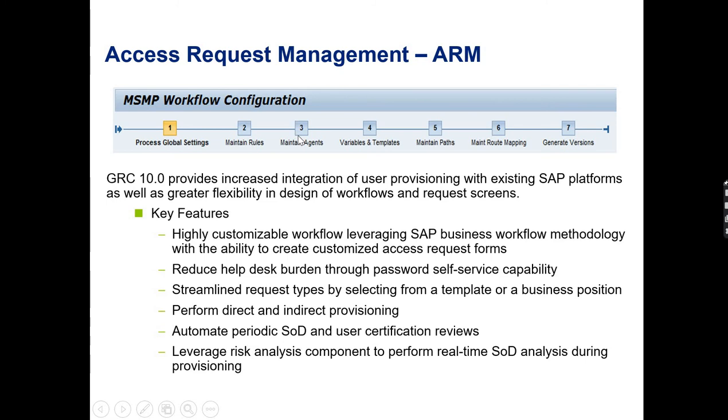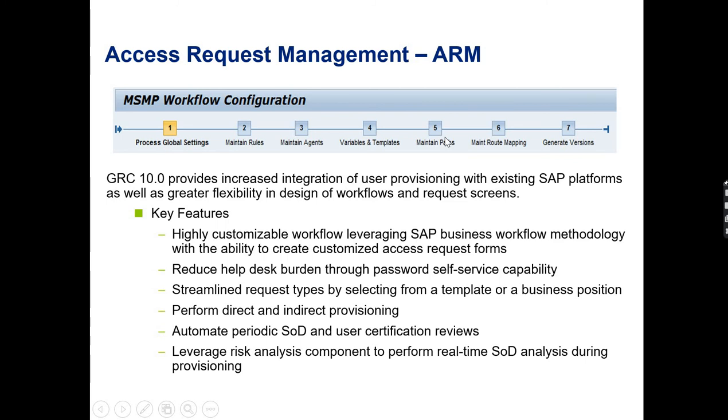We can also define our own agents as a customization in maintain agents. Variable and template: the agent will receive some mails or information, so what is the template of that mail, and what variables we can use in the mail, we can define in the fourth step. Fifth step: whenever the user is selecting the request type, like creation of user or modification of user, how many paths it has to go, that path will be defined in the fifth step.